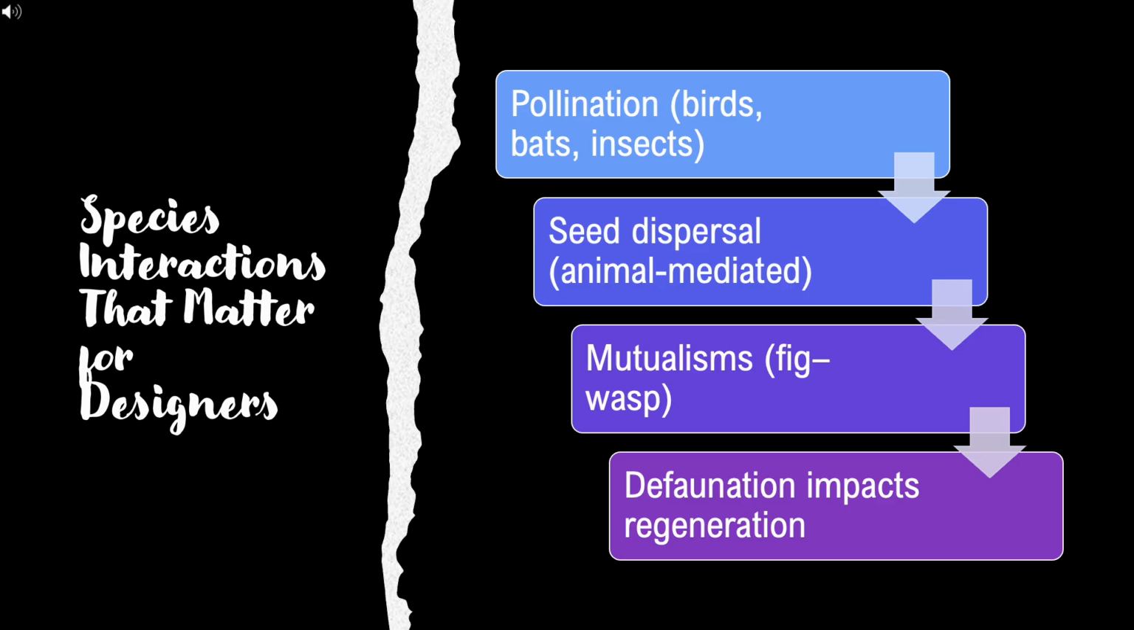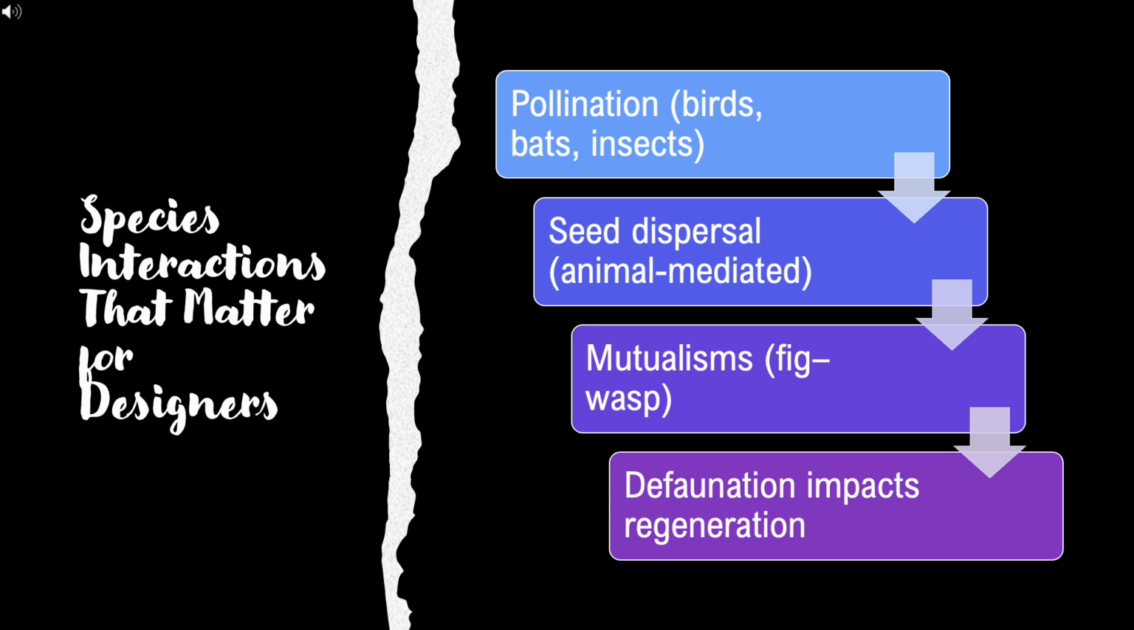Mutualisms, like the famous fig-wasp relationship, where every fig species has its own wasp species for pollination. Remove the wasp and the fig can't reproduce. Remove the fig and the wasp goes extinct. These tightly linked pairs are ecological keystones.